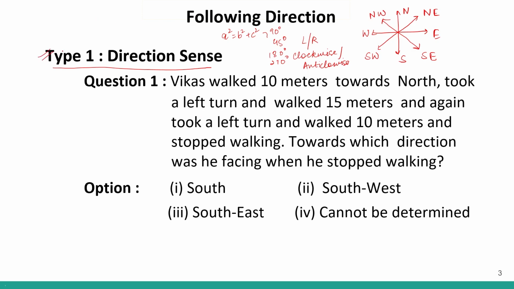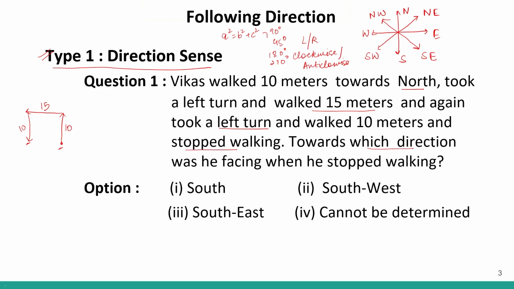So type 1, direction sense. Vikas walks 10 meters towards north. So let's say this is the initial position of Vikas. He is moving 10 meters in the north direction. Then he took a left turn and walked for 15 meters. And again he took a left turn and walked for 10 meters. So again he'll come back to this point. So this point and this point will be in the same line. This we discussed, right?